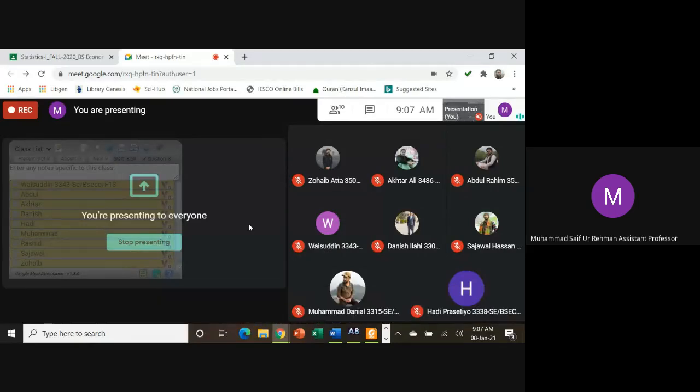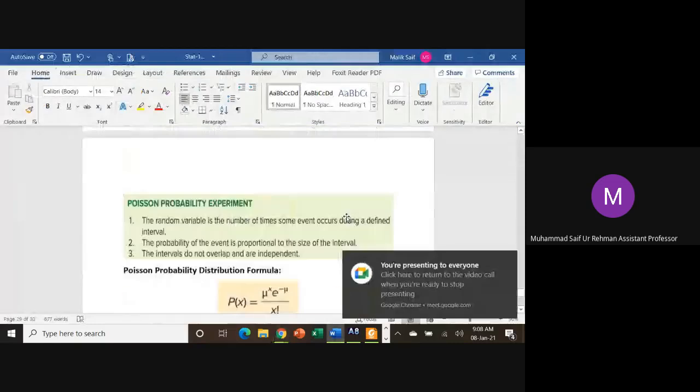In the previous lecture, we were talking about hypergeometric probability distribution, and we solved a few questions from that section. And today we are interested in learning the idea of Poisson probability distribution. So first of all, what is this Poisson probability distribution?